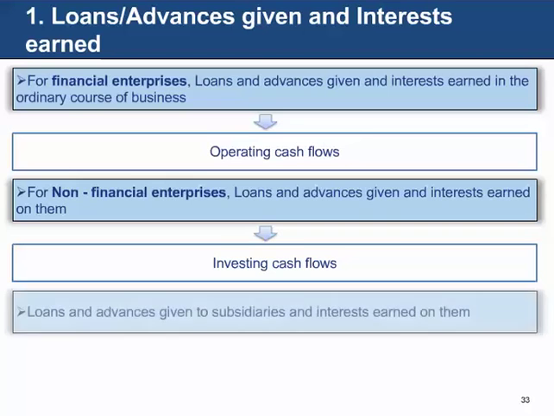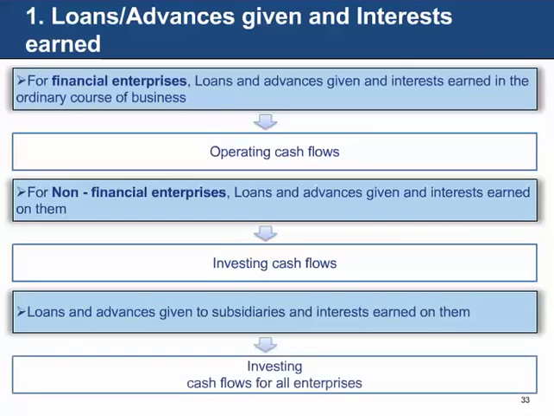Loans and advances given to subsidiaries and interest earned on them are investing cash flows for all kinds of enterprises. So any kind of loans given to subsidiaries and interest earned on them would have to be classified as cash flows from investing activities for all kinds of enterprises, whether they are into financial business or not.